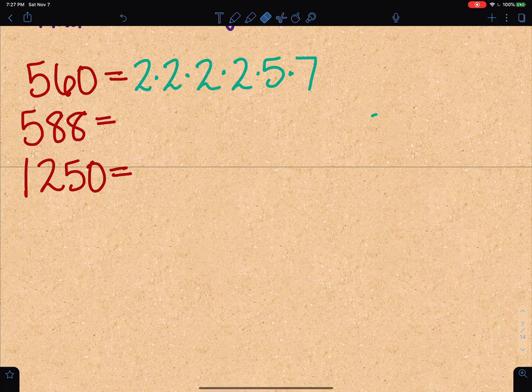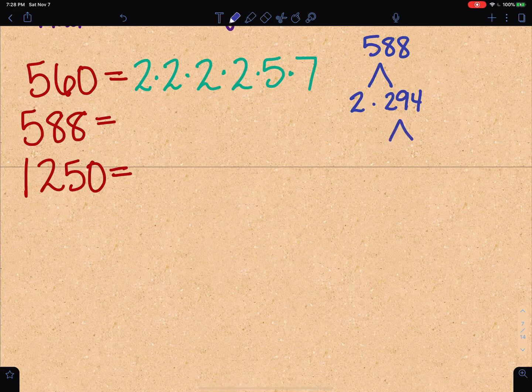All right, moving on to the next one. 588. I'm going to get a different color so this does not get confusing. 588. So the first thing I'm going to do, that's an even number, so I'm just going to divide it by 2. Now I have 2 and 294. 294 is an even number, so I'm going to divide that by 2, and I get 2 and 147. 147 is a weird number, and I don't know exactly off the top of my head what goes into it, but I don't think it's a prime number.